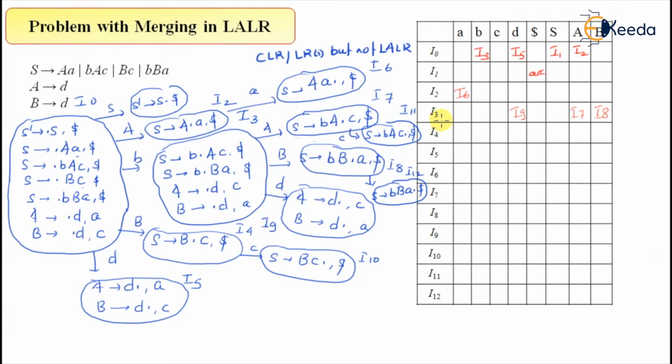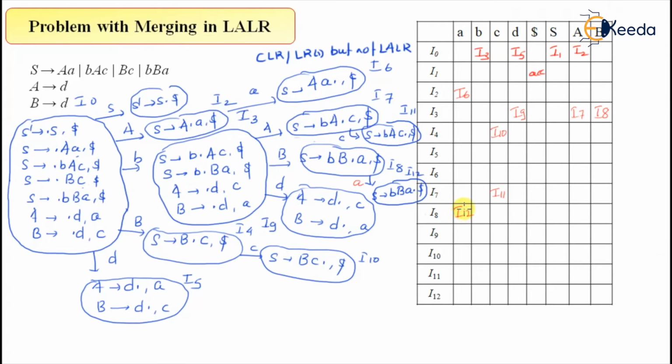I4 on input small c goes to the state I10. I5 is a reduce entry; I'll come back here, we'll have to number it. I6 is a reduce entry. I7 on input c goes to the state I11. I8 on input A goes to I12.